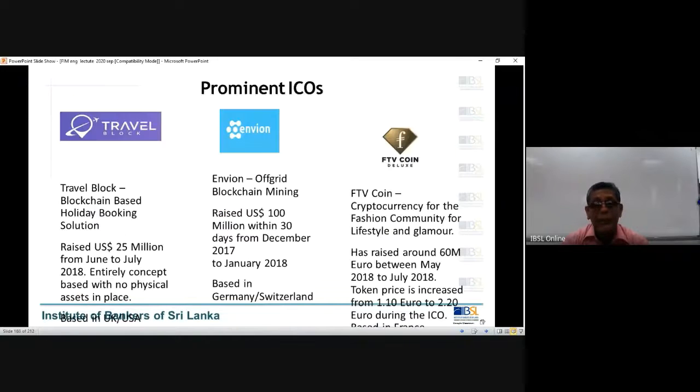Now I will tell you some examples of where the ICO is heavily used in the world. It's a blockchain based thing. Travel Block, a company, used this method and earned 25 million US dollars. And Beyond the Grid blockchain mining raised 30. And FTV coin, a cryptocurrency for the fashion and lifestyle community, also came up with some money raising.